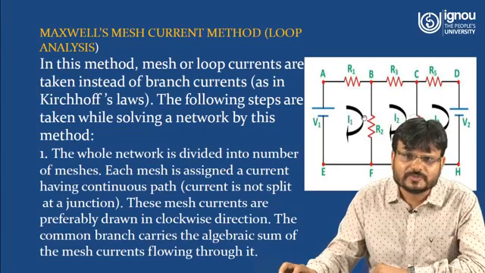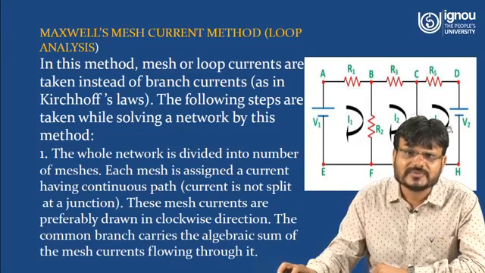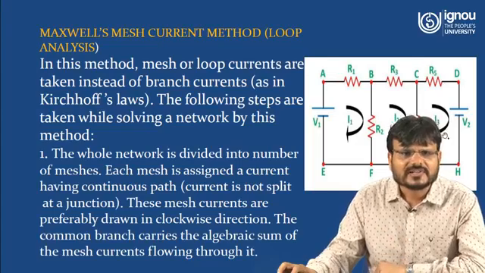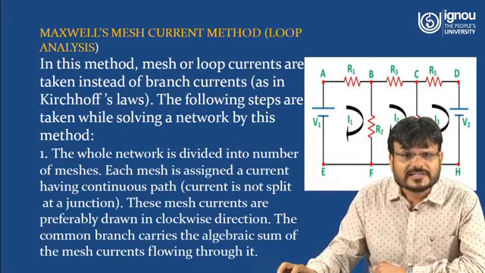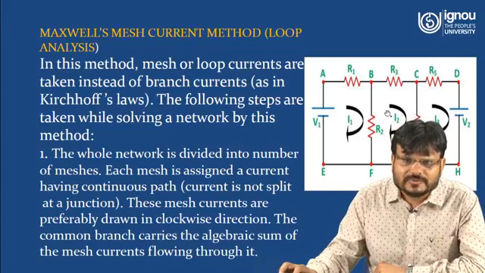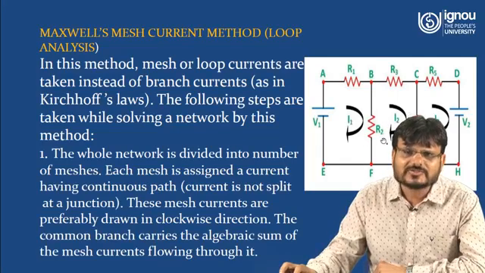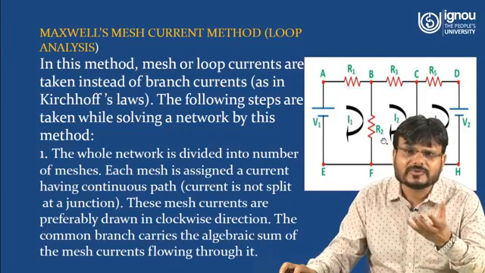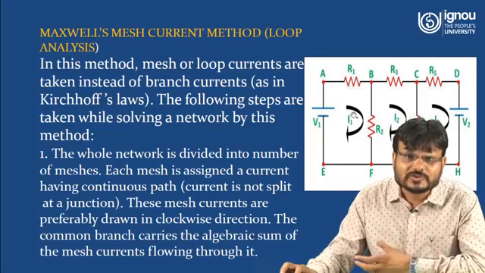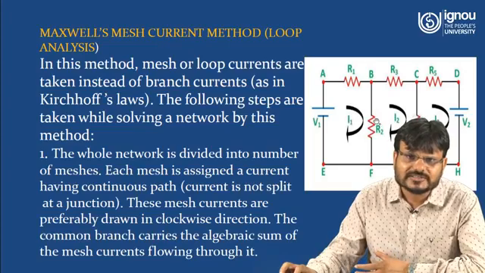So this loop current is assigned I1. This current is assigned I2. This mesh current is assigned I3. The common branch carries the algebraic sum of the mesh currents flowing through it. Suppose you have to find the current flowing through this particular branch R2. The current flowing through this branch R2 is equal to the algebraic sum of the loop currents. That means two loop currents are flowing through this R2.